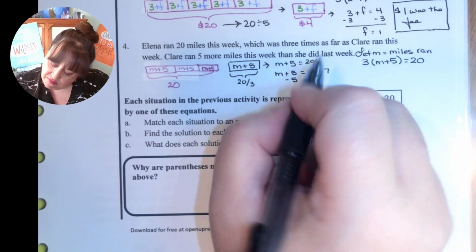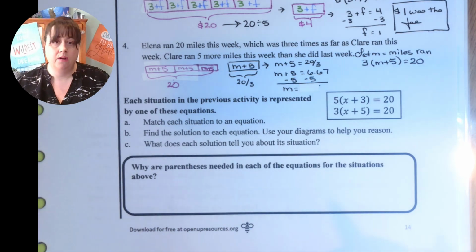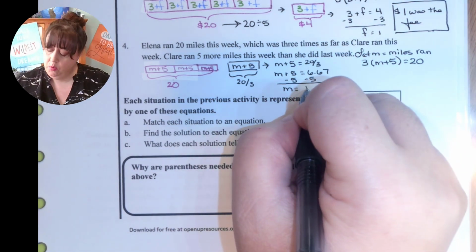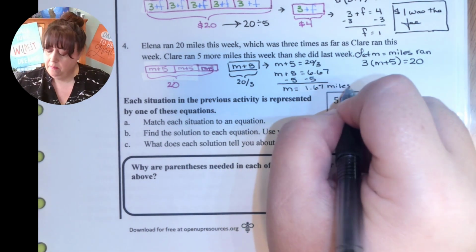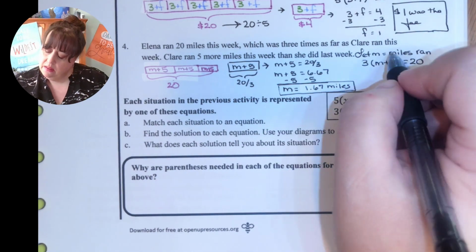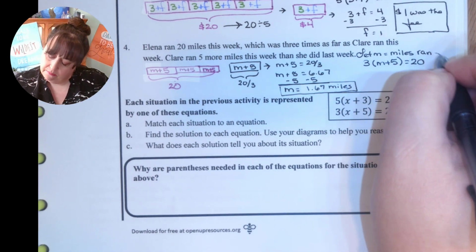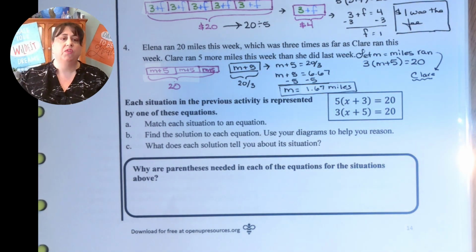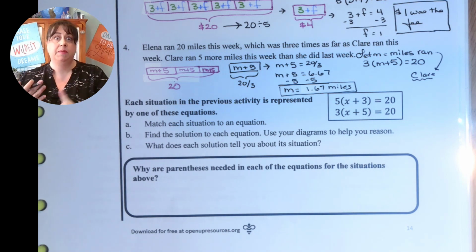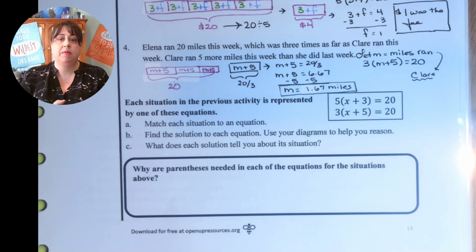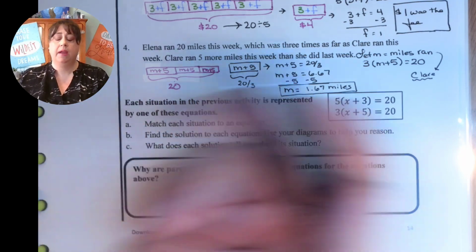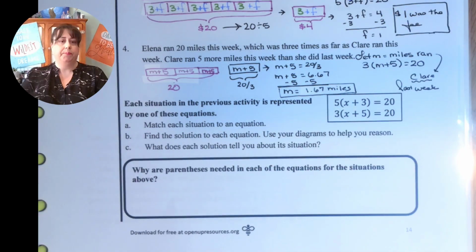So when we subtract 5 from both sides, we now know that last week she ran 1.67 miles. So M was the miles ran for Claire. We do need to be specific because they're both running miles, right? But we need to be specific that this is how many miles Claire ran. And it's actually how many miles Claire ran last week.